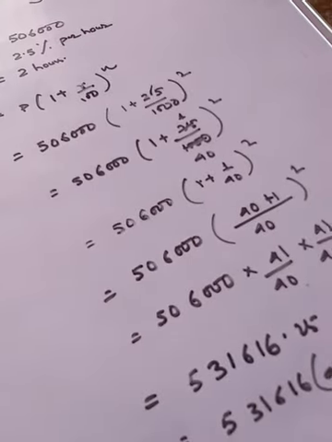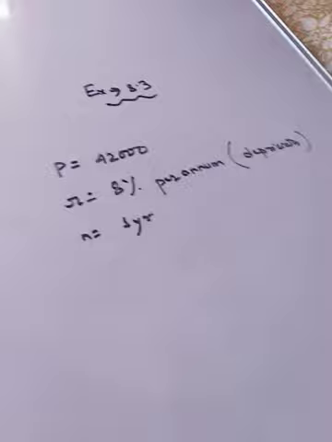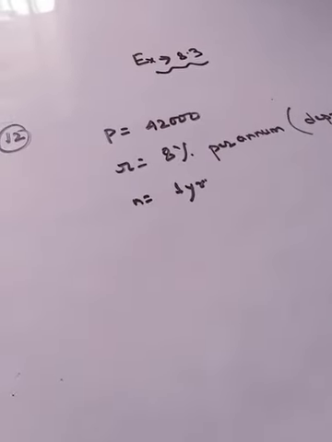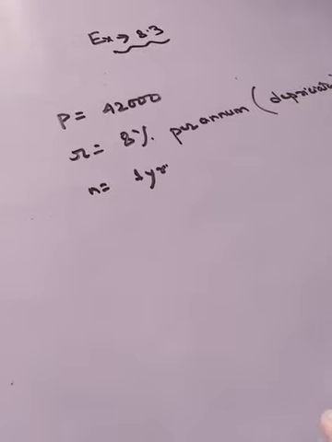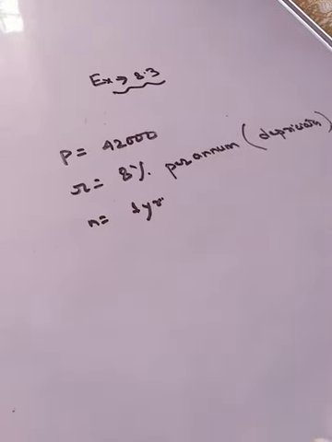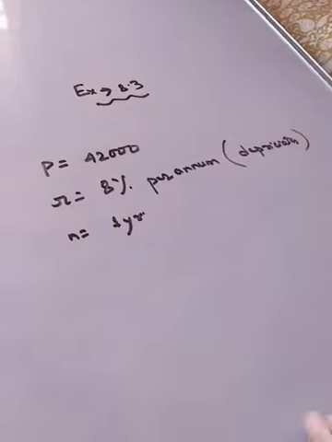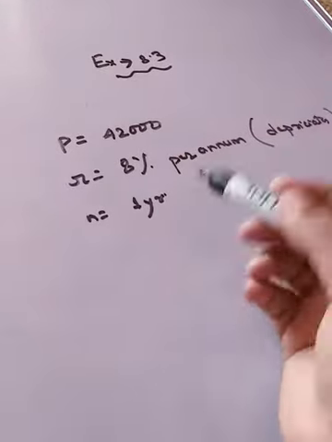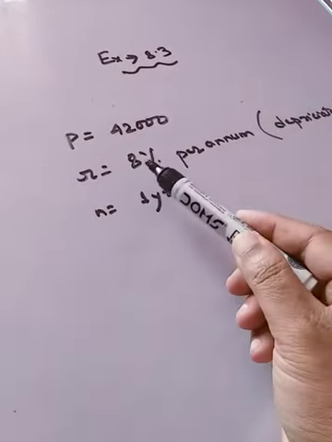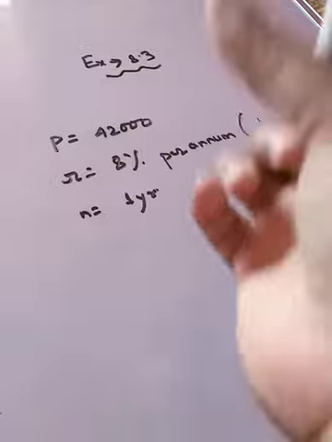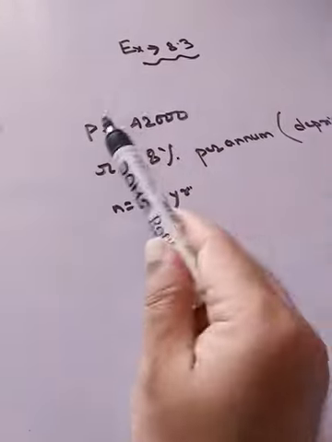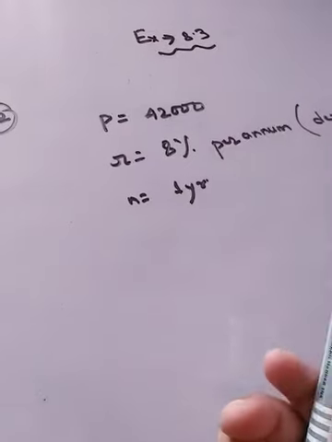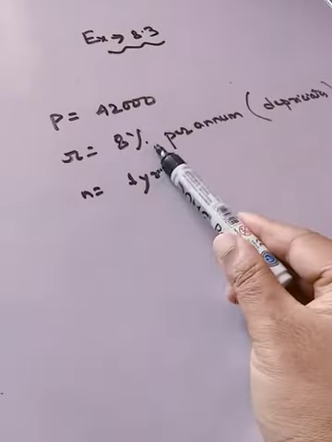Now let's move on to sum number 12. This is sum number 12. A scooter was bought at the rate of 42,000. Its value depreciated at the rate of 8% per annum. That is, every year its value will decrease by 8%. Depreciates means decrease. So what would be the price of that particular scooter after 1 year? But it is 8% decreasing.